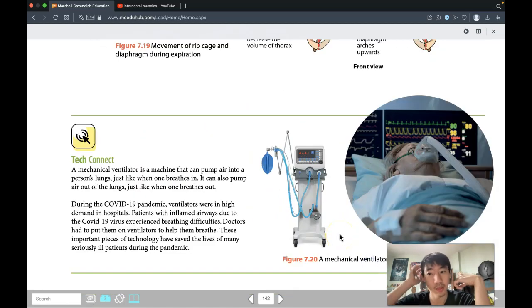Just something interesting. You may have seen this in movies, when someone is not able to breathe on their own because their lungs are weakened, then they have to use this thing called a ventilator. COVID also damages people's lungs, so ventilators were in high demand because patients were unable to breathe properly. This is an important piece of technology that saved the lives of many seriously ill patients. In fact, my friend's dad got COVID right at the start of the pandemic, so he was put on this. He almost died, but he survived because of this machine.